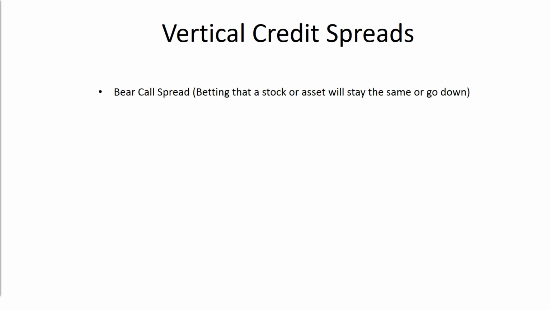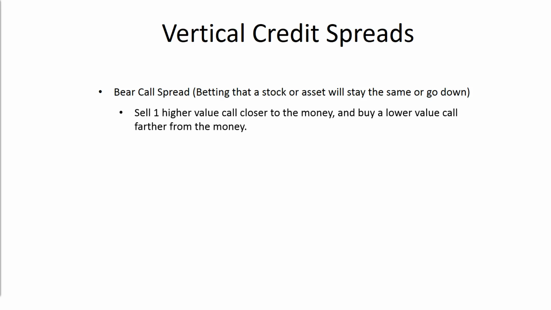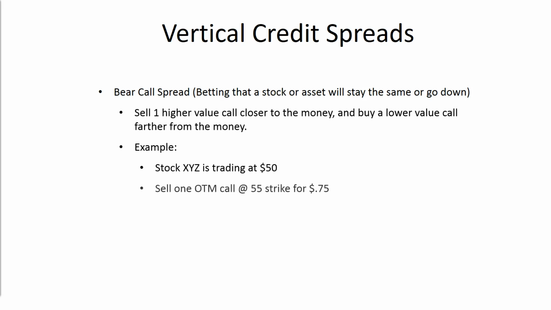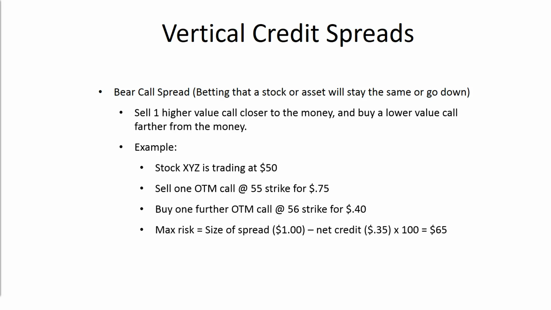And as the name implies, with the bear call spread, we're essentially betting that a stock or asset will stay the same or go down by selling a spread made of calls above the asset's current price. So we're simply going to sell one higher value call close to the money and buy a lower value call farther from the money. As an example, if our stock is trading at $50, we might sell a 55 strike call for 75 cents and buy a 56 strike call for 40 cents. And that would give us a max risk of our dollar spread size minus our 35-cent net credit times 100. So our max risk would be $65 in this trade, and our max profit would simply be our net credit of $35.